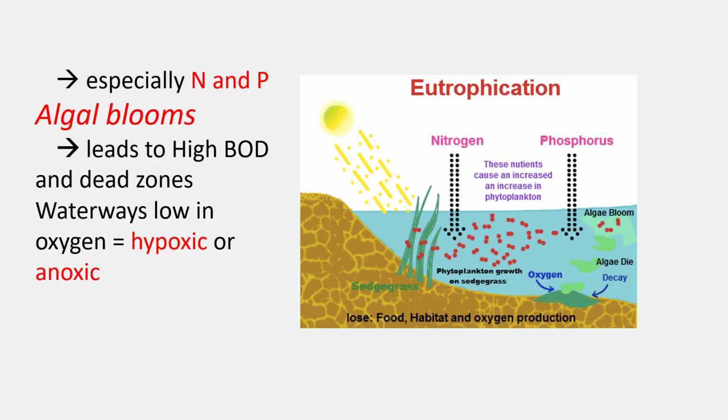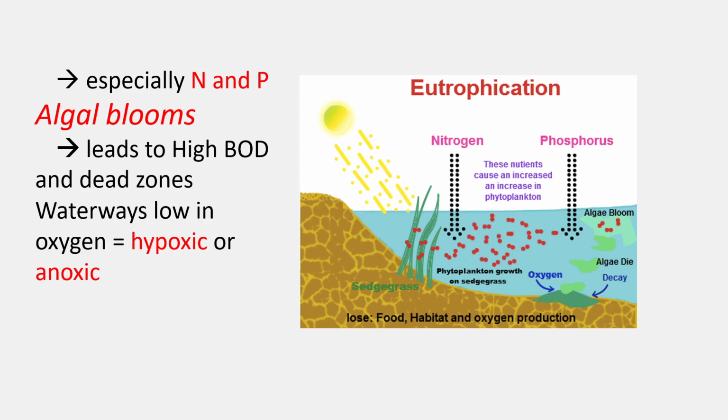So nitrogen and phosphorus are introduced into the water, which creates algal blooms. This creates a high BOD, which is the biological oxygen demand, which ends up leading to dead zones. In these areas, we call them hypoxic or anoxic if they are low in oxygen.